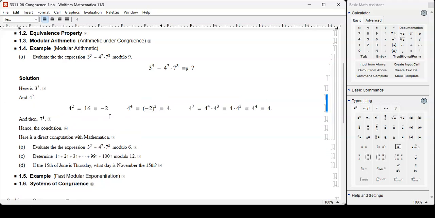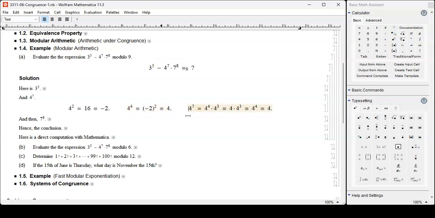That's trickier. 4 squared is 16, which is 18 minus 2, so it's negative 2. Yes, you can use 7, but negative 2 is simpler because we have a smaller absolute value. And then if I square it again, negative 2 squared, we have 4 again. So 4 to the 4th power is back to 4.